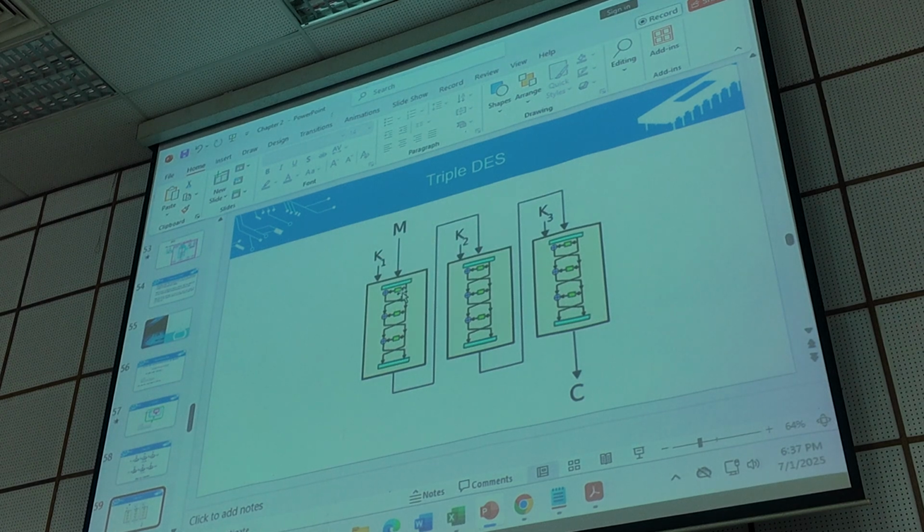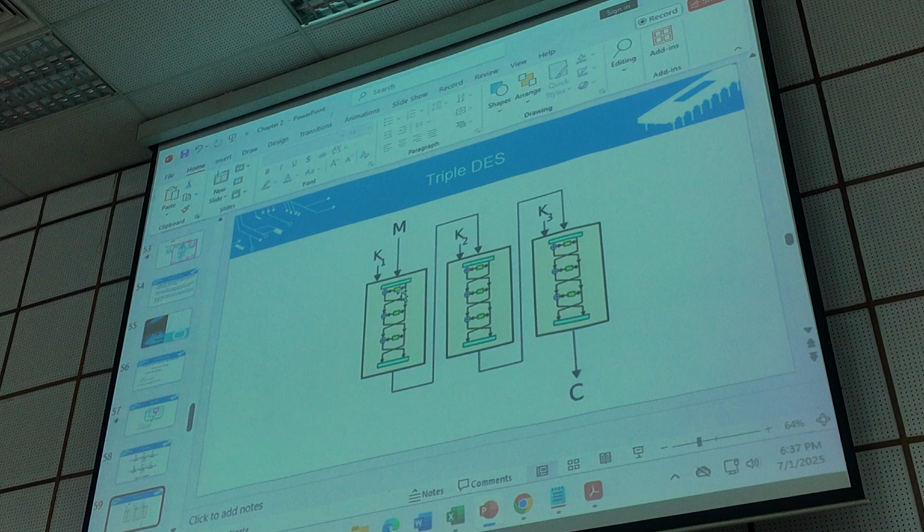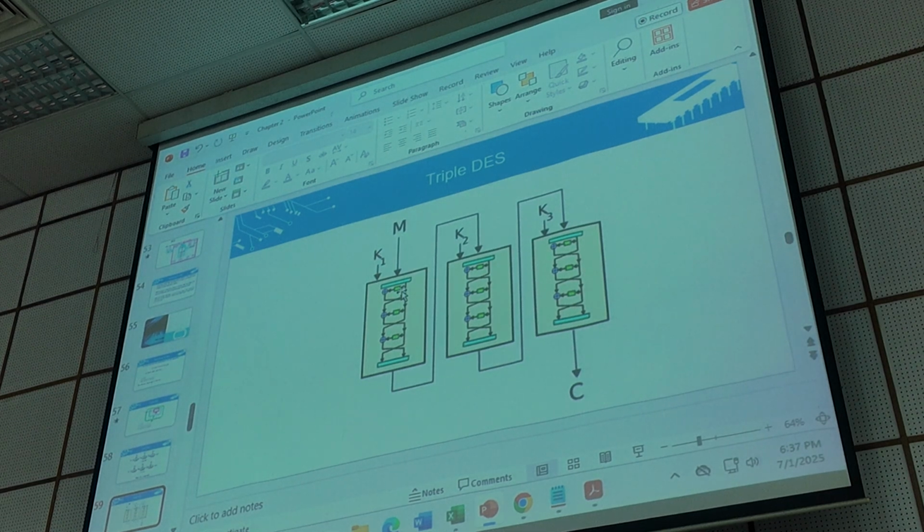To increase the security. The more the number of rounds increases, the more secure it is. You go through the process multiple times, so it is more secure. So what is the drawback if you increase the number of rounds? Yeah, time. The time required to complete the process is longer.